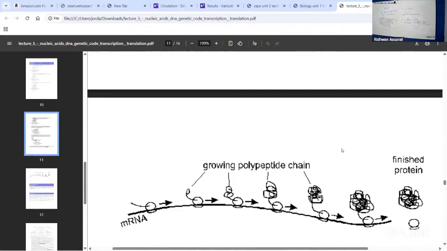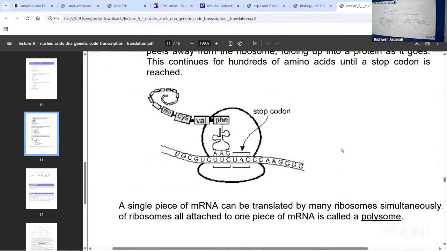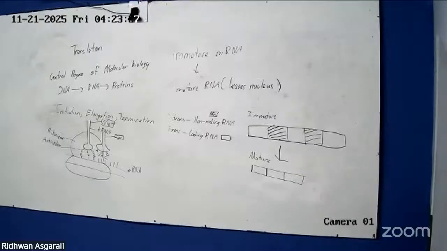So the diagram wasn't as good as mine, but it's something. So you have it in your handout. Just take a note for it now. Okay, so again, the heading is still translation.